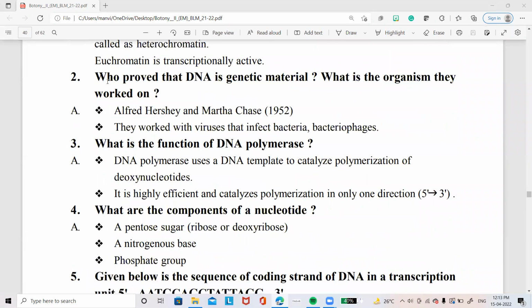Question number 2. Who proved that DNA is genetic material? What is the organism they worked on? Alfred Hershey and Martha Chase proved DNA as the genetic material in 1952. They worked with viruses that infect bacteria, bacteriophages.